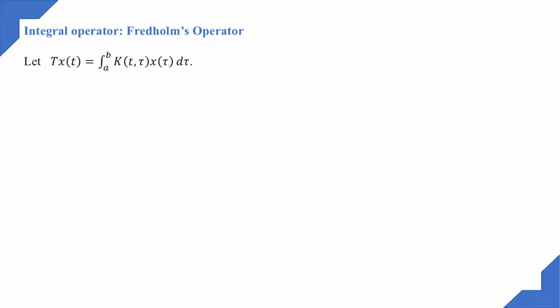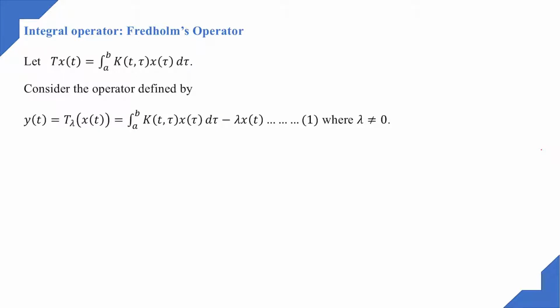Suppose T of x(t) is equal to the integral from a to b of k(t, tau) x(tau) d tau, where this x may be in C[a,b] or in L2[a,b]. Then we will consider the operator defined by T_lambda of x(t) is equal to y(t). We are considering this operator T_lambda of x(t) equal to y(t).